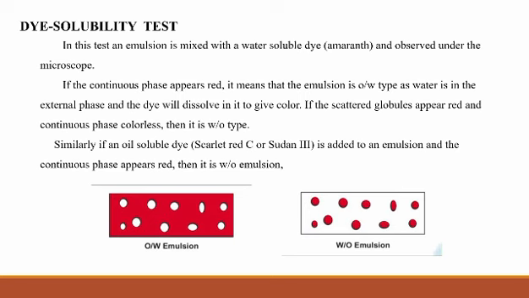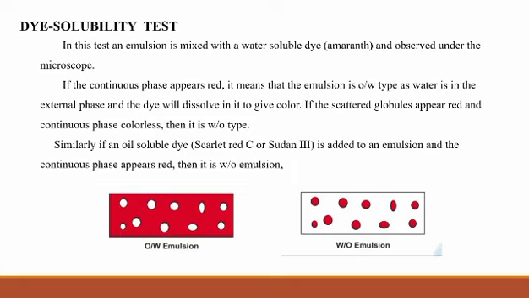First we mix the water soluble dye into the emulsion, take a drop on a slide, and watch it under the microscope. Once we have observed it, if the continuous phase is red in color, it denotes that it is an oil in water emulsion. And if the globules appear colored, it denotes that it is a water in oil emulsion.